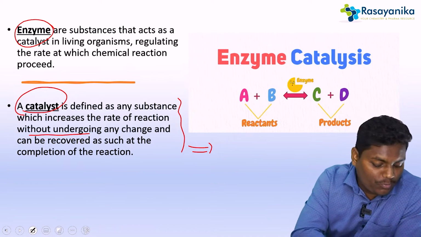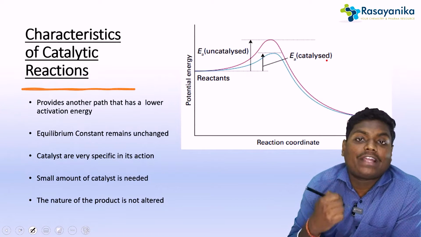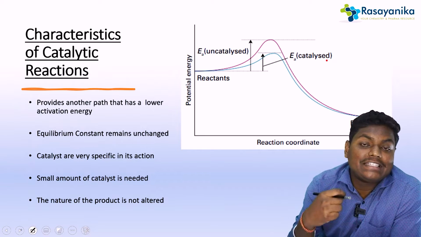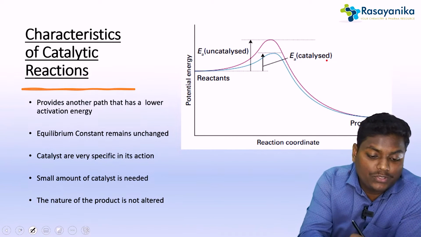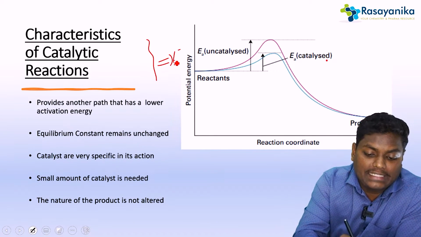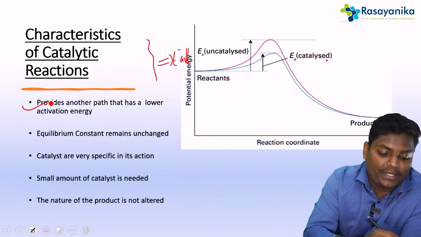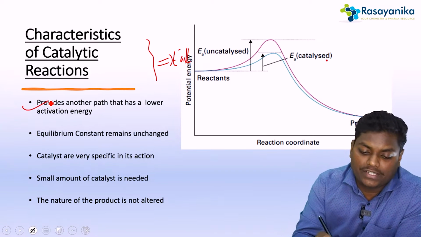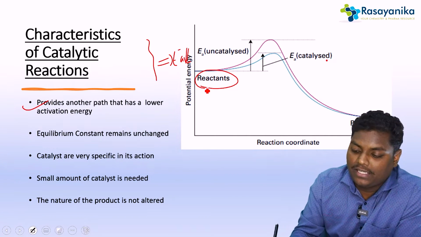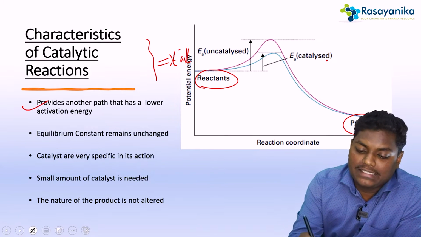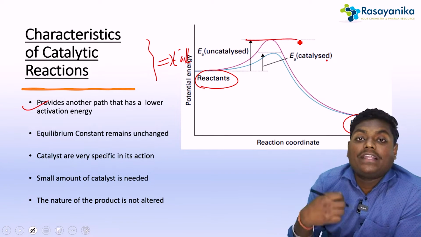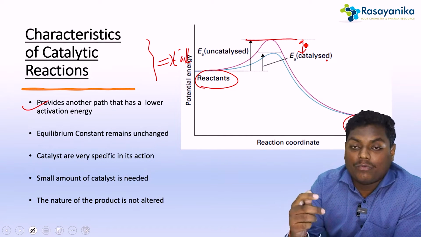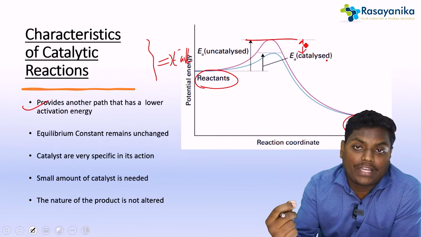Now let's move to some characteristics of catalytic reactions. As I've said earlier, a catalyst increases the rate of reaction. Why does it do so? It does so by decreasing the activation energy. This is the first point: catalytic reactions proceed through a reduced activation energy. You can see here the reactant and the product. Without the catalyst, the activation energy is higher. With the help of the catalyst, the activation energy has decreased. And as you know from kinetics, when the activation energy decreases, the rate of reaction increases.